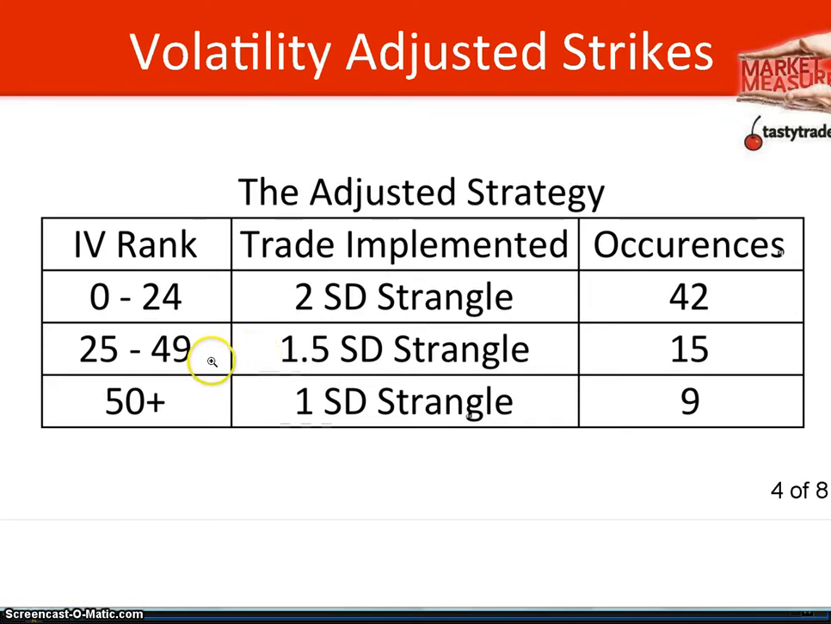Okay, so when the SPY is between 25 and 49, you want to trade optimally a 1.5 standard deviation strangle, which is a 91% out of money strangle. So what you want to do is look for 91%. Let's see what that looks like.